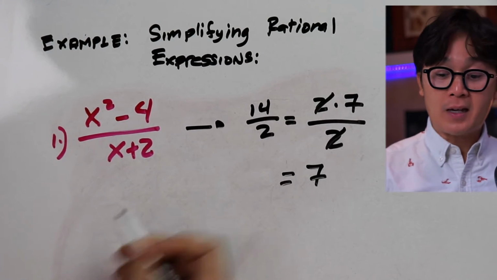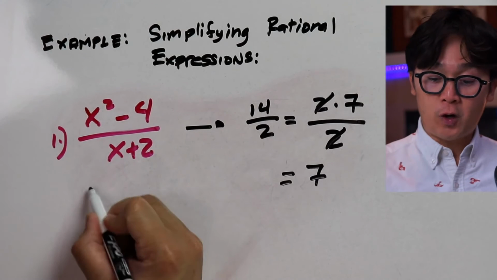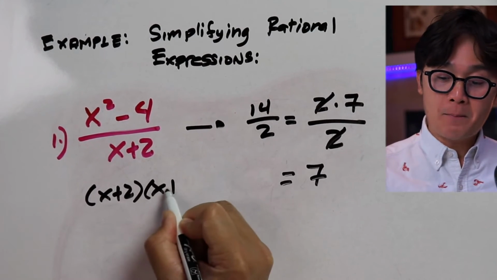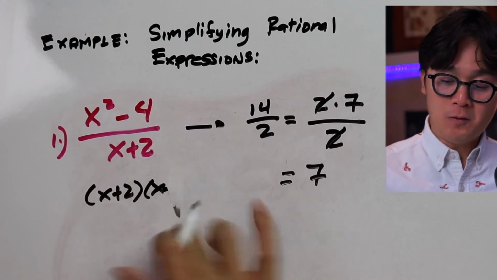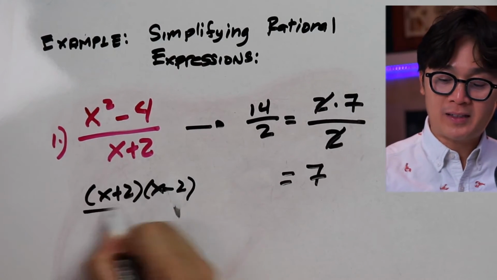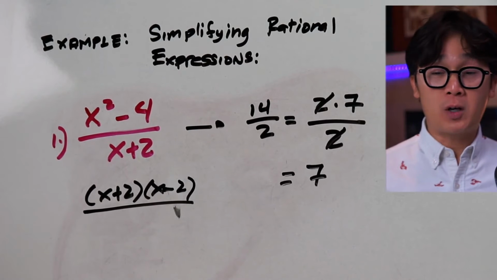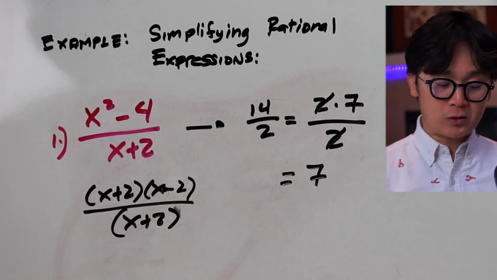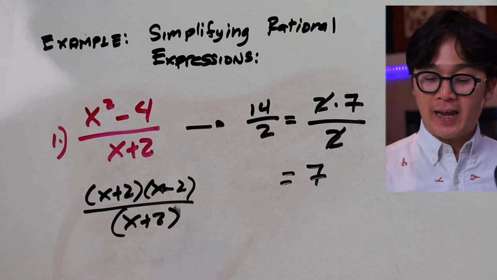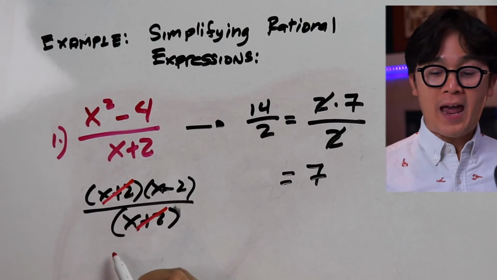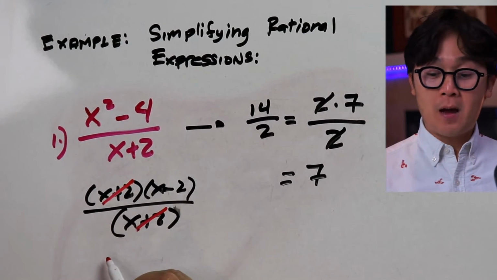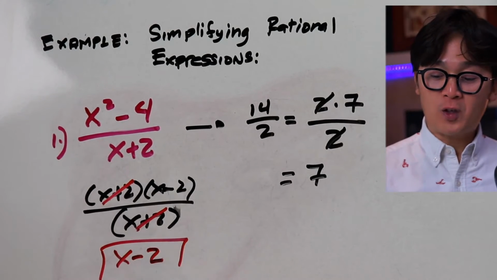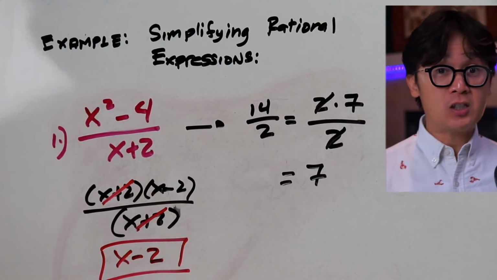We're going to be factoring x squared minus 4 into x plus 2 times x minus 2, not x plus 2, but x minus 2. So this will be the factored form of x squared minus 4 all over x plus 2. And by doing so, we'll be able to show them that by canceling x plus 2 and x plus 2, x squared minus 4 all over x plus 2 is equal to x minus 2 if we simplify our rational expressions correctly.